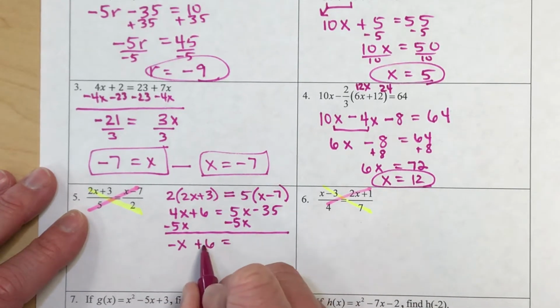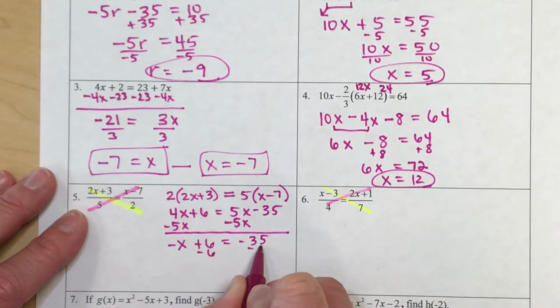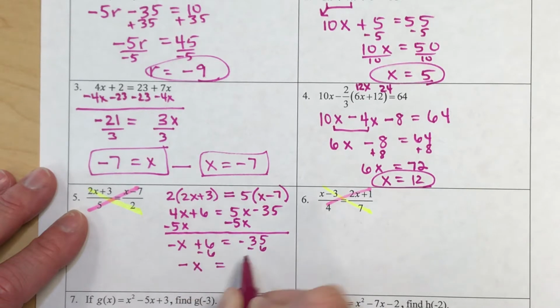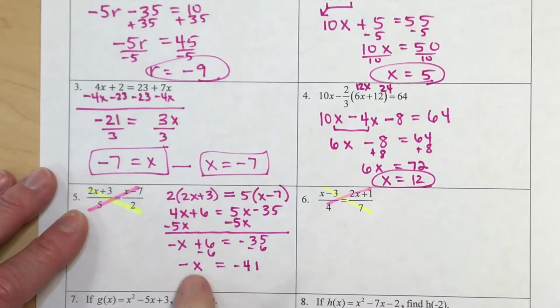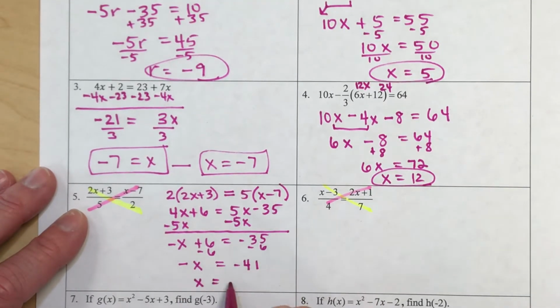Now, I have my letters on the left, which means I need my numbers on the right. So I have -x then equal to -41. And if I divide both sides by -1 to get rid of that, or make all the signs opposite, my solution will be 41.